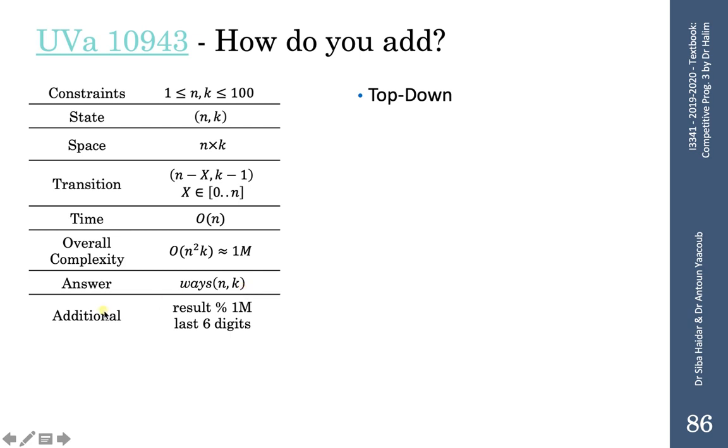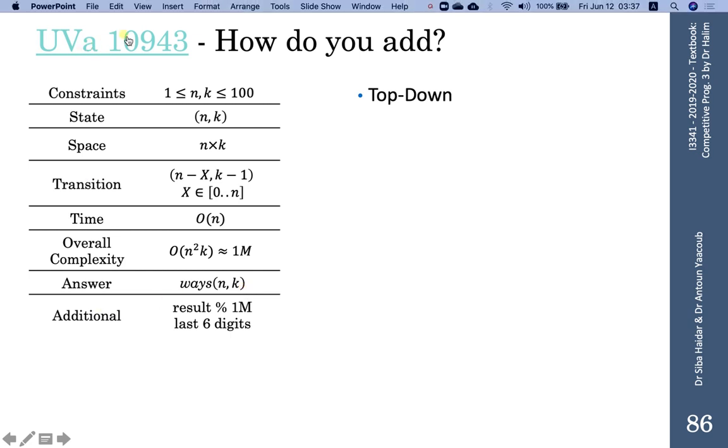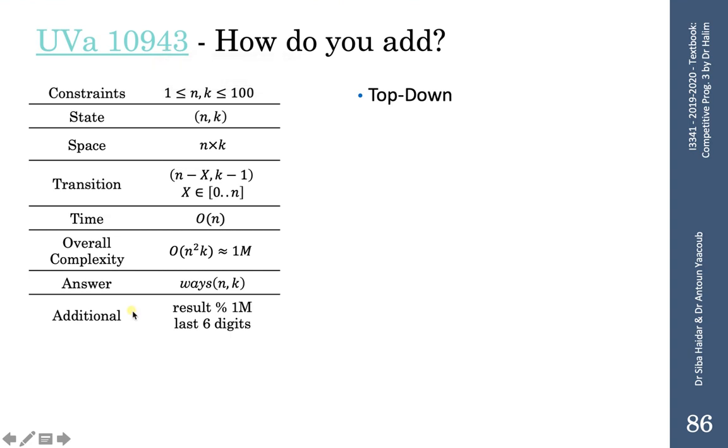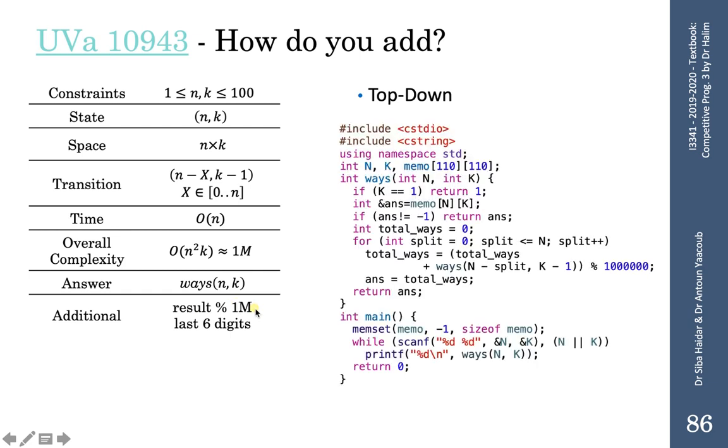And you have an additional request in the problem UVA 10943: you don't have to print the result, but the result modulo 1 million. So you need only the last 6 digits. This is the top-down approach.